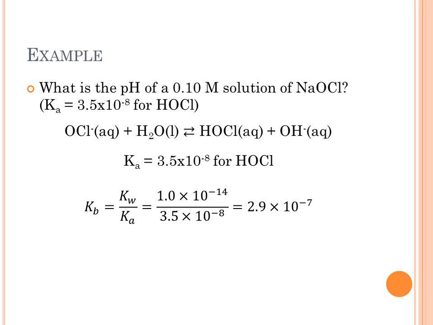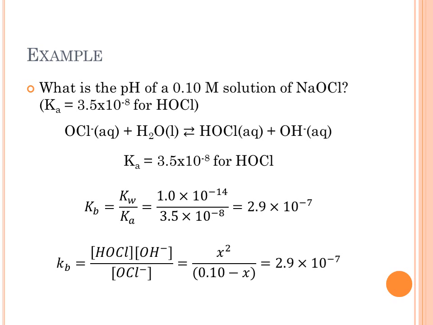Now we can work it like any other acid-base equilibrium. If you're a little fuzzy on that, look back at my acid-base equilibria tutorial. But we'll work through it. The Kb is going to be equal to the hypochlorous acid times the hydroxide ion concentrations divided by the unreacted hypochlorite ion concentration. So if we say X amount ionizes, we can say X squared divided by 0.1 minus X is equal to 2.9 times 10 to the negative 7th.